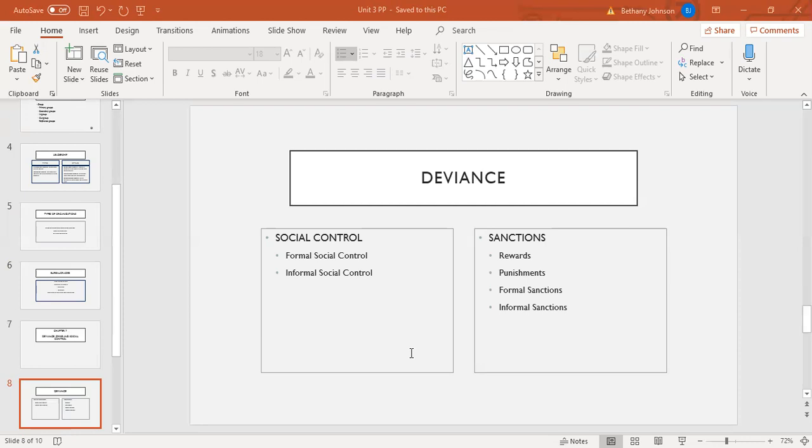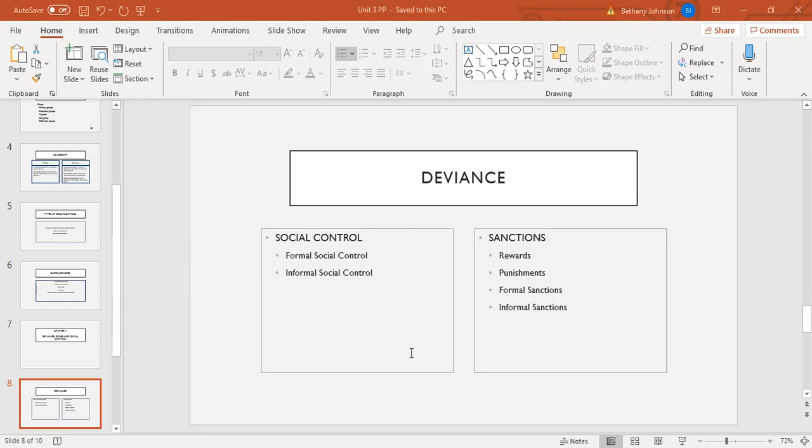Now, these elements that we use in social control are called sanctions. Sanctions are penalties or rewards for either following norms or breaking norms. So sanctions can be positive as well as negative. Positive sanctions are rewards for doing what you're supposed to do. So a promotion at work is a positive sanction for working hard, or getting an A on a test is a positive sanction for studying.